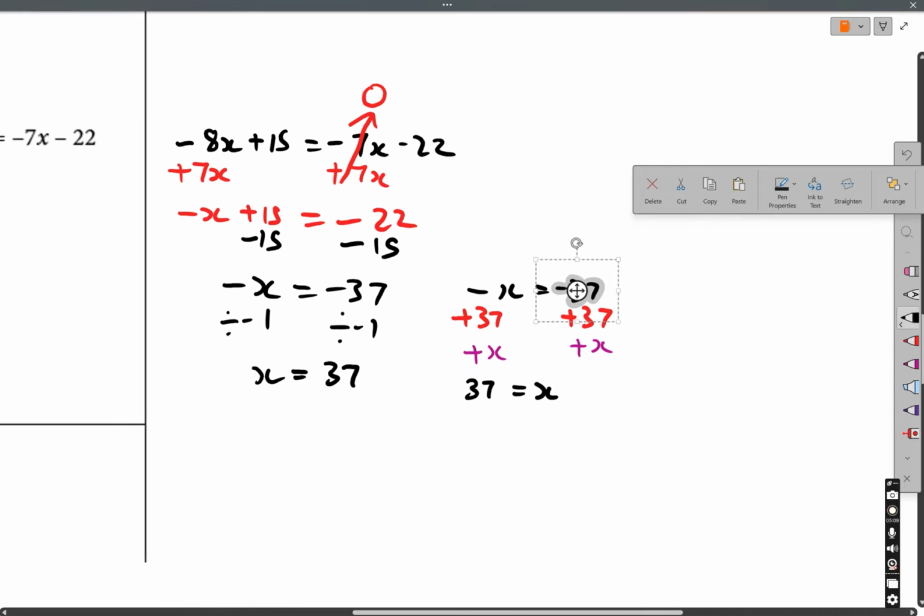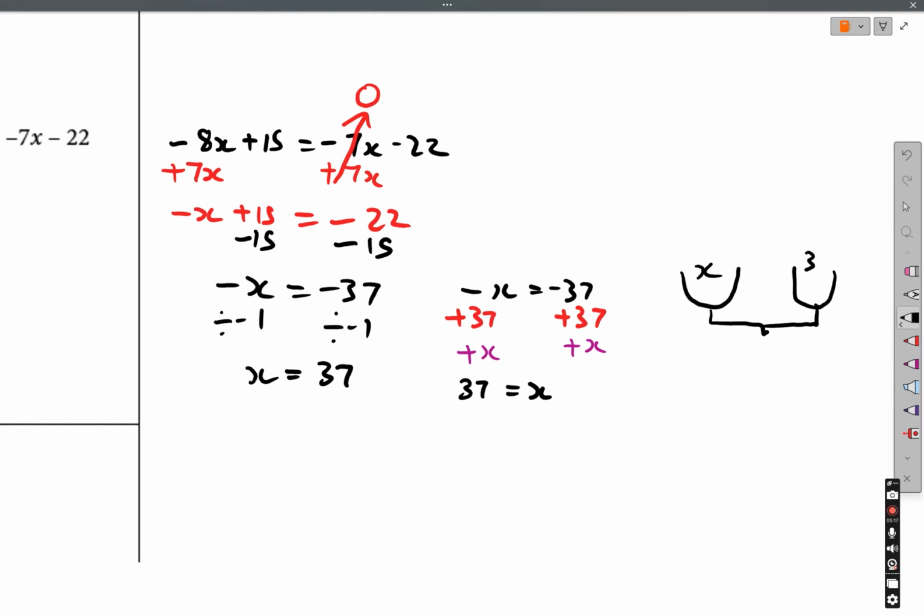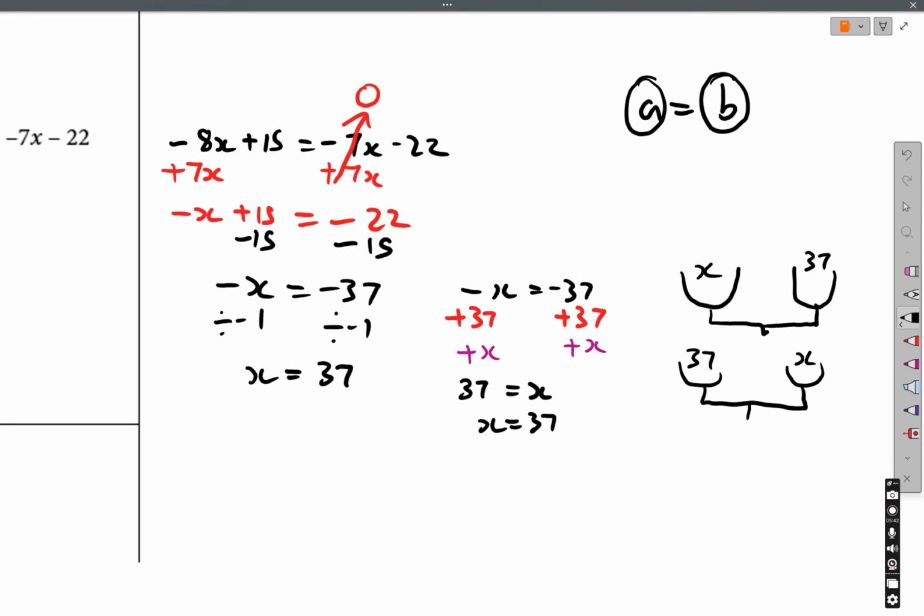And remember, if you have x equals 37, it is the exact same thing as 37 equals x. You can always swap around your weighing scale. So similarly, if you have an equation, you can always swap the left hand side for the right hand side. Okay?